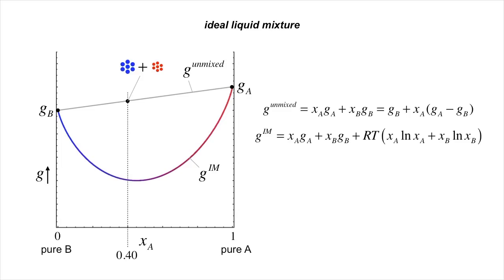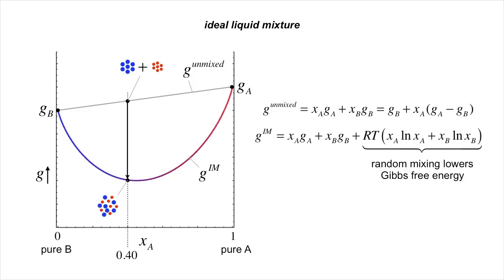So let's say we start out with unmixed A and B with overall system composition of 60% B and 40% A. Prior to mixing, the molar Gibbs free energy of the system is given by a point along the tie line at X_A equals 0.4. After mixing randomly at fixed temperature and pressure, the molar Gibbs free energy is given by the point along G_IM at X_A equals 0.4. At this point, as well as any other composition we choose, the Gibbs free energy is lower in the mixed state than unmixed, so mixing is favored over separation into pure A and pure B.